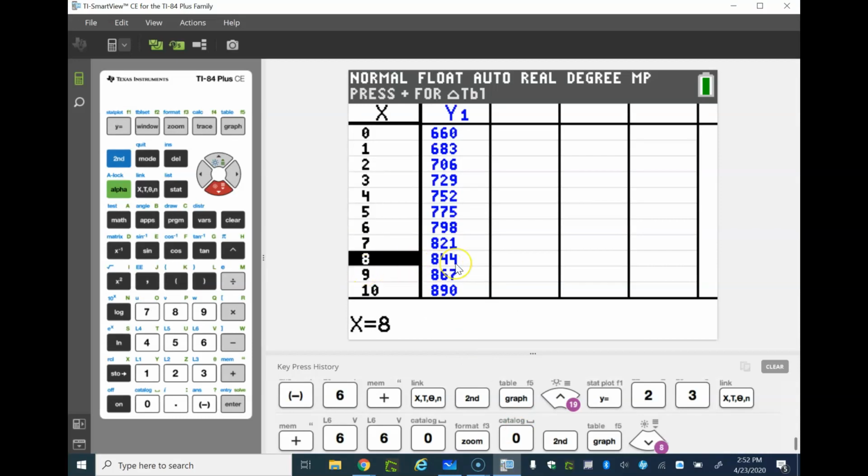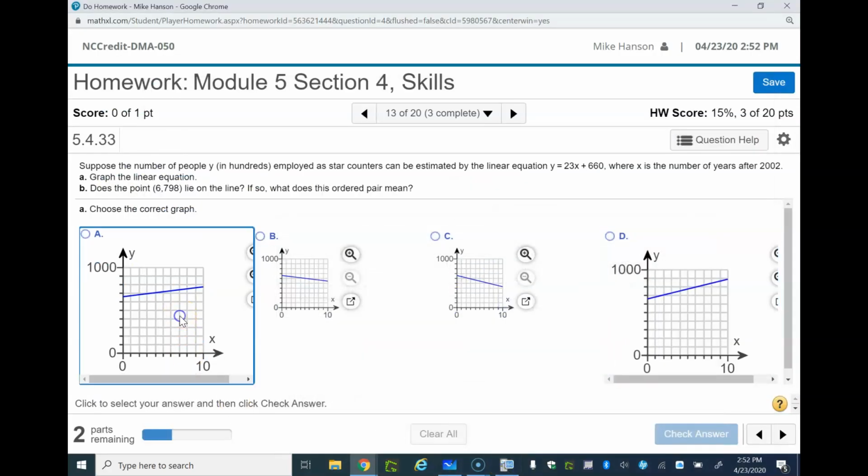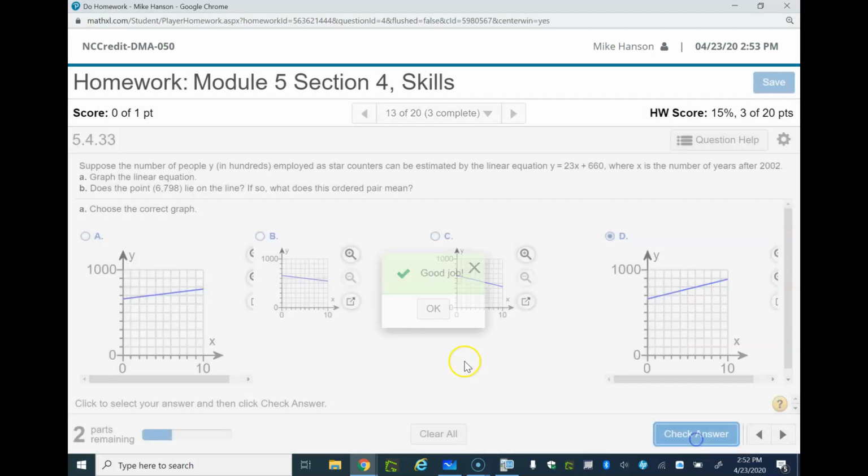8 and 844. So looking at this one, go over to 8. 1, 2, 3, 4, 5, 6, 7, 8. And then 844. So 1, 2, 3, 4, 5, 6, 7 is this line. So if I go up to the middle, that's 750. Remember, I'm looking for 844. And then up a little bit makes it 844. So it looks like D is going to be the answer and the closest to it.